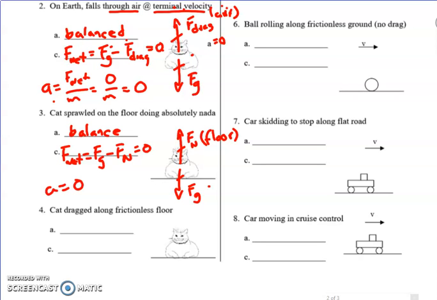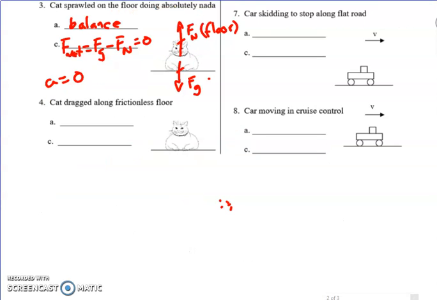Okay, the cat is dragged across a frictionless floor. I'm trying to extend the page here. All right, so frictionless is important. So we're treating an ideal situation. Now we're going to introduce for the first time where you have forces acting in two different directions, vertical and horizontal, and you must distinguish between the two.